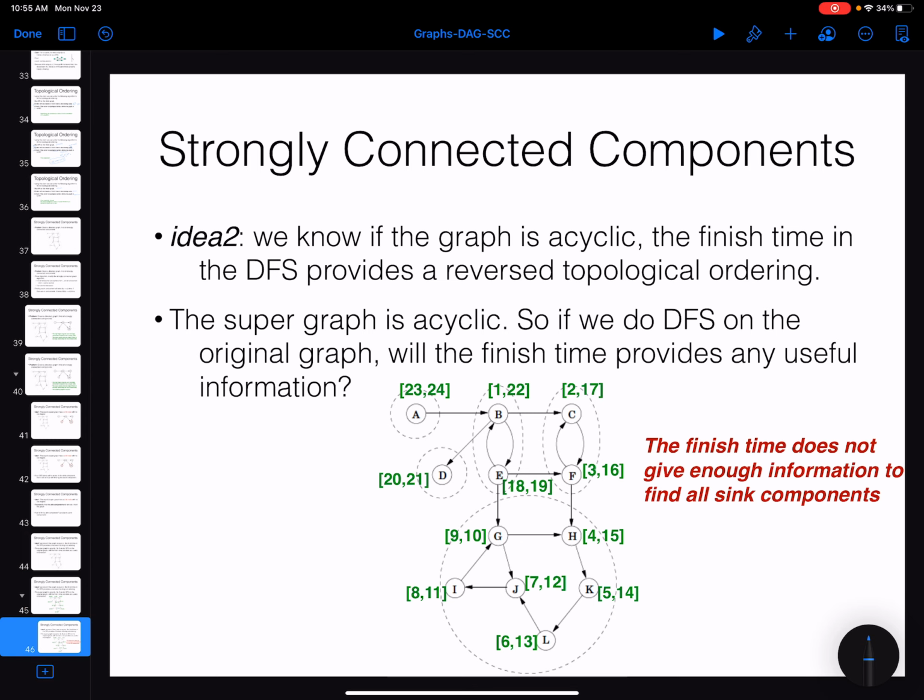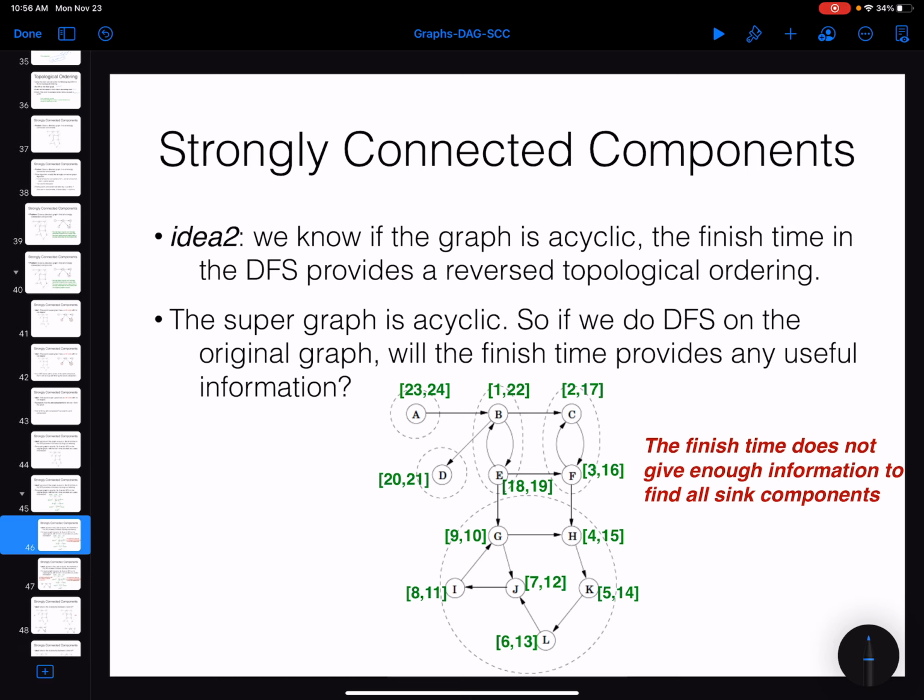One thing that I can conclude here is that the finish time of the nodes in the sink node in the supergraph is going to be the smallest one, okay? But because you can have more than one sink node, it doesn't give you enough information about where this node is. So unfortunately, finish time doesn't give me enough information to find one node in the sink node.